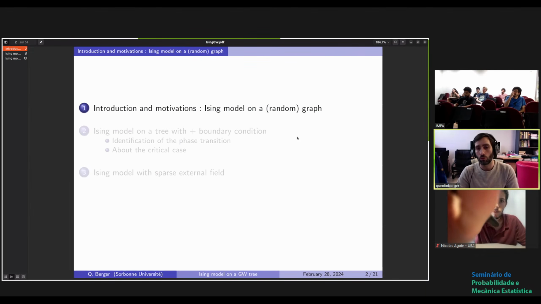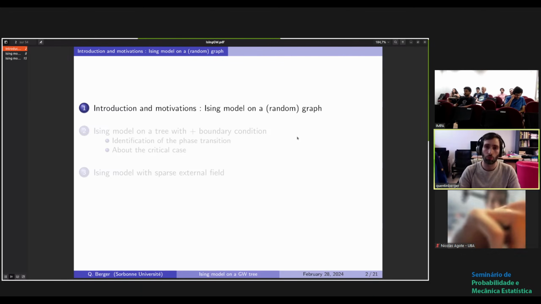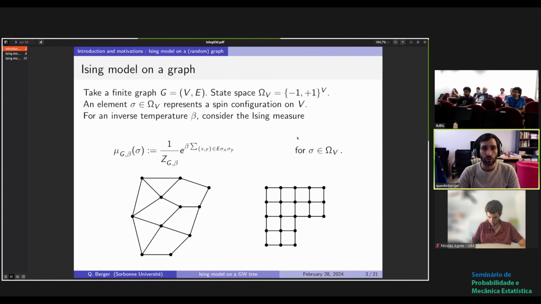Okay, so first I'll start with our initial motivation. It was not to study Galton-Watson trees, but random graphs. So I will just recall what the Ising model is and what type of random graphs we want to consider. I didn't say it, but please feel free to interrupt me if you have any question. Okay, so you take the Ising model on a graph.